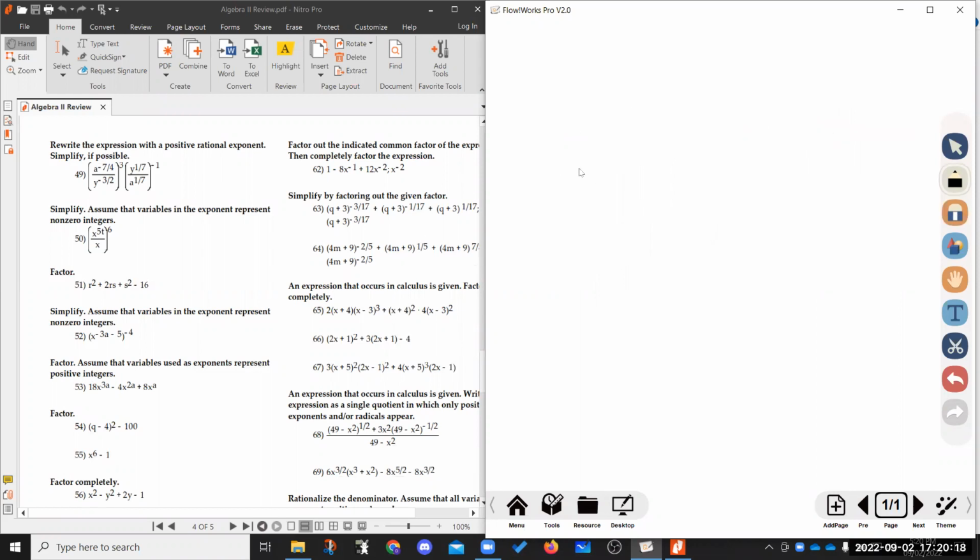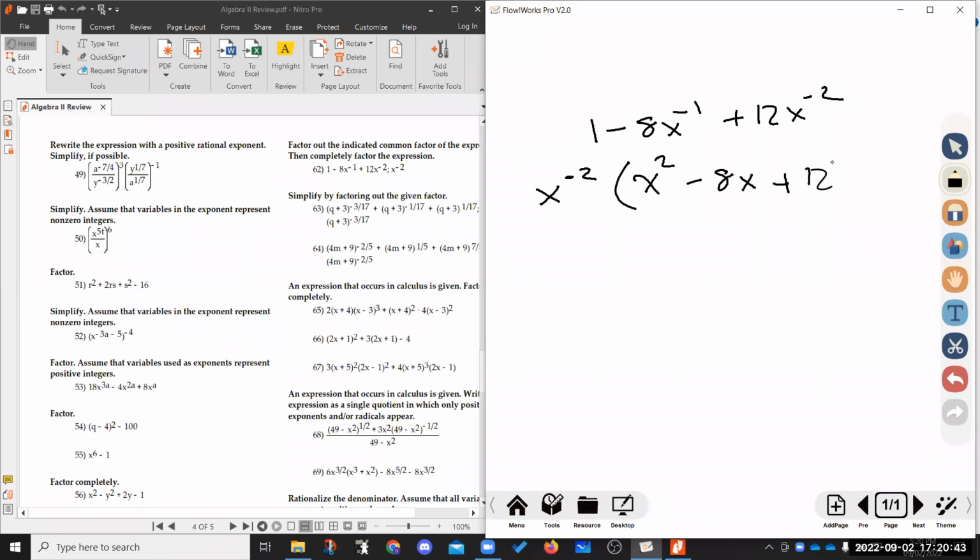And we're going to factor out the indicated common factor. We have 1 minus 8x to the negative first plus 12x to the negative second. They want us to factor out an x to the negative second. So I'm going to divide by x to the negative second, which is the same as multiplying everything by x squared. It's x squared minus 8x plus 12.